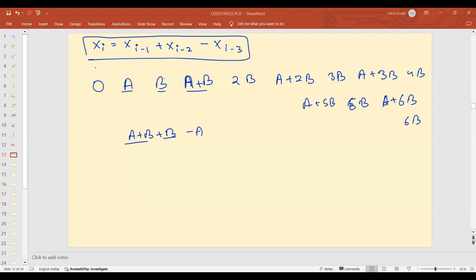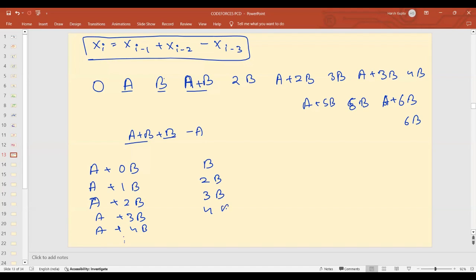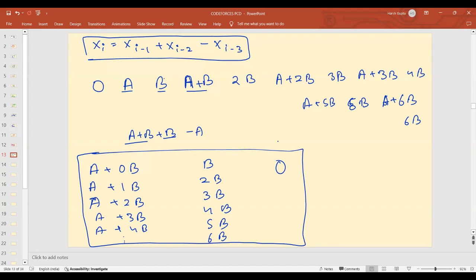How is the pattern? You have A plus 0B, A plus 1B, A plus 2B, A plus 3B, A plus 4B. These numbers are in the sequence. You have numbers B, 2B, 3B, 4B, 5B, 6B in the sequence, and you have a 0. Can I say that this is how the sequence is formed? Is everyone on the same page till now? Because the question is done. Only 20% is left and the rest is done.